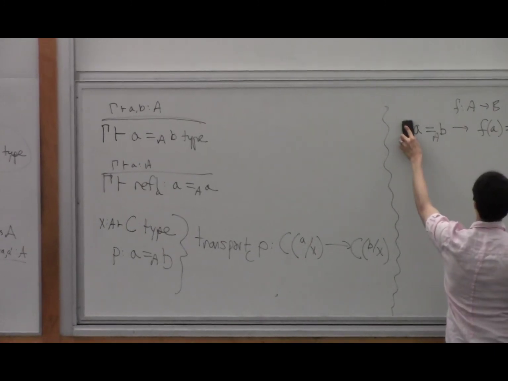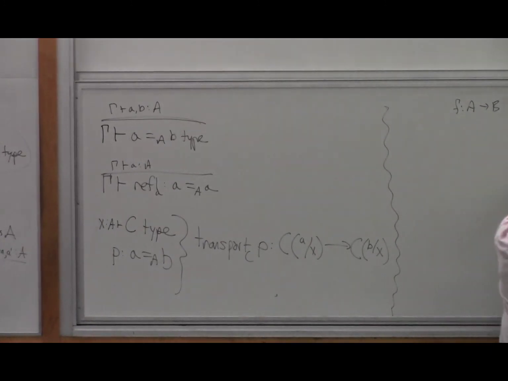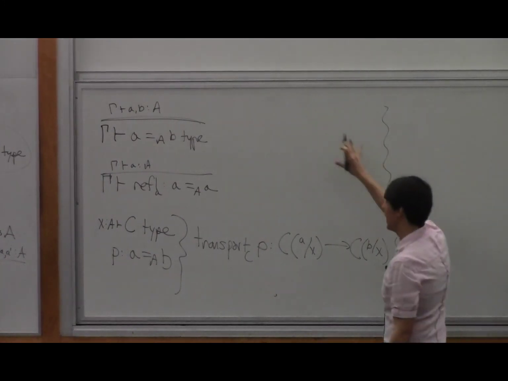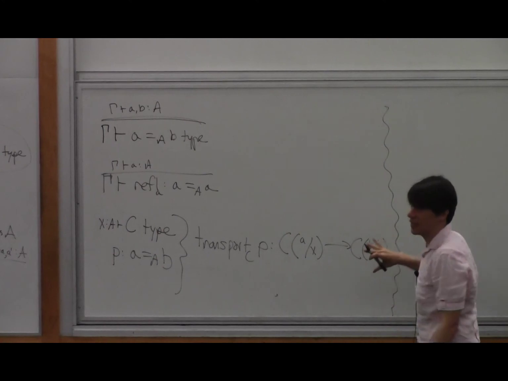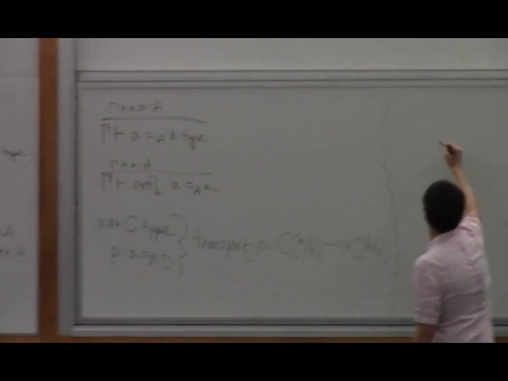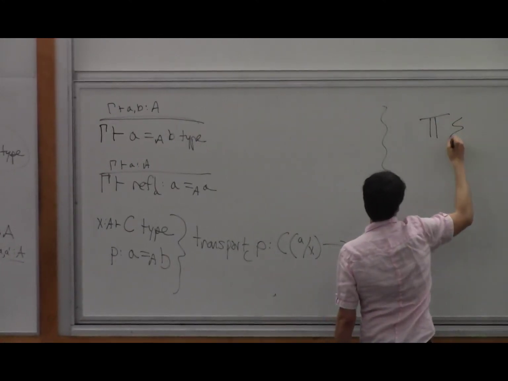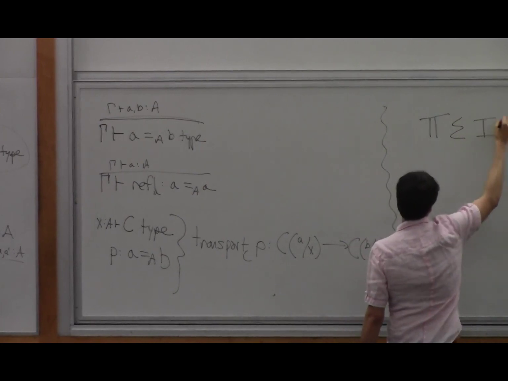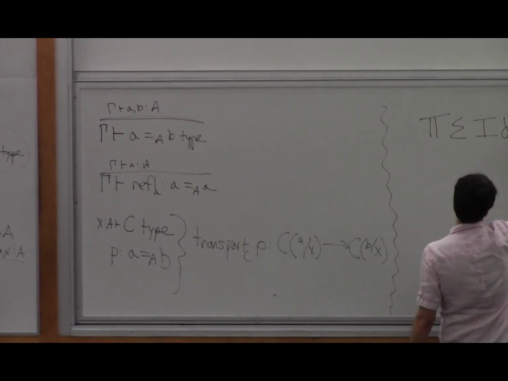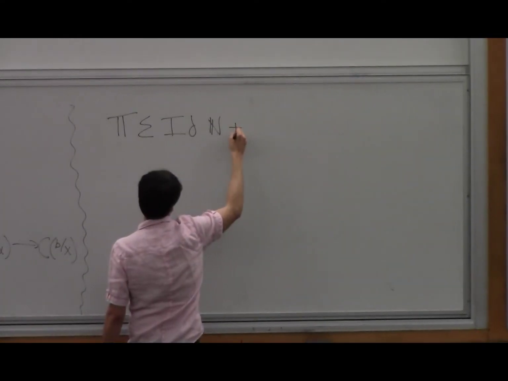So I just want to pop up a little bit and talk about what you can do with this sort of thing. We've got a bunch of rules on the board, right? We've got rules for pi and sigma and identity types and natural numbers and coproducts.